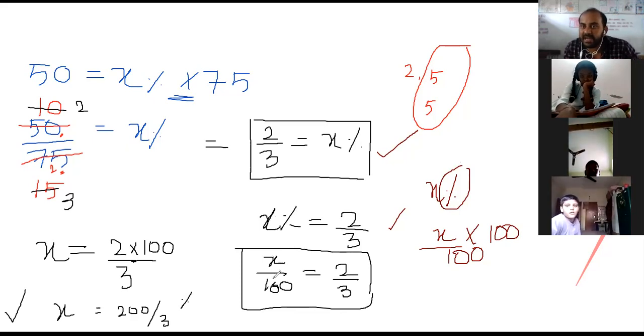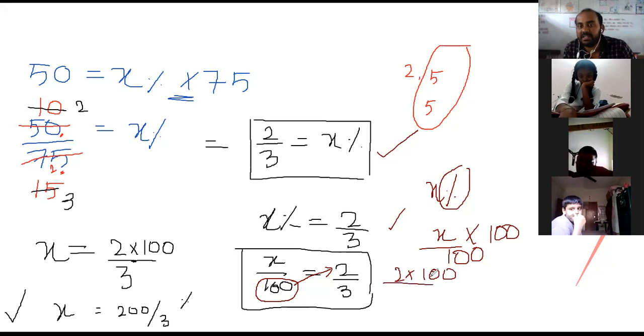But do you want x by 100 value or only x value? Only x value. The remaining number is 100. This is the denominator term. When the denominator goes to this side, what will it become? Into. The denominator on the left side goes to the right side and becomes a numerator. That is, 2 is already there, into this 100. The denominator is 3. So 2 into 100 is 200, and the denominator is 3, with the percentage symbol.